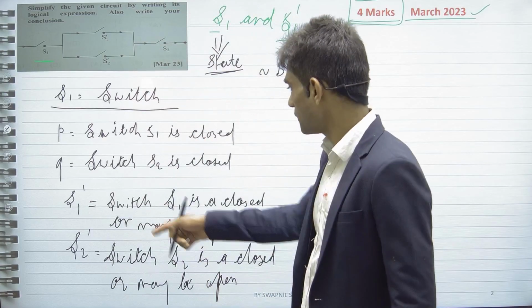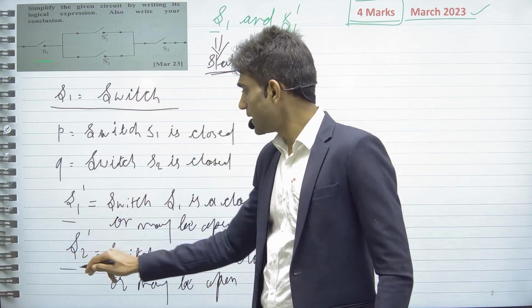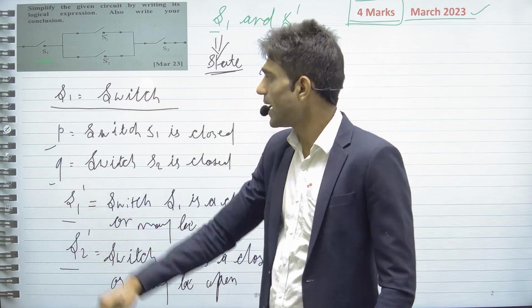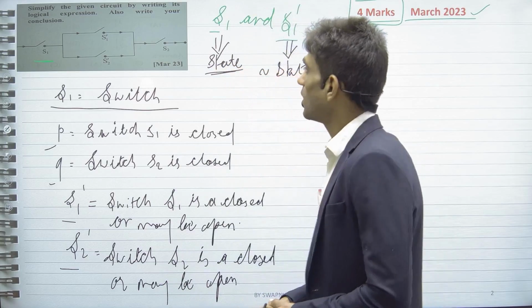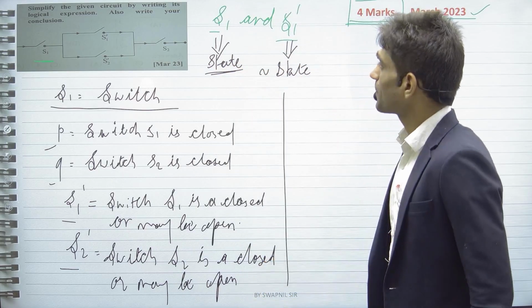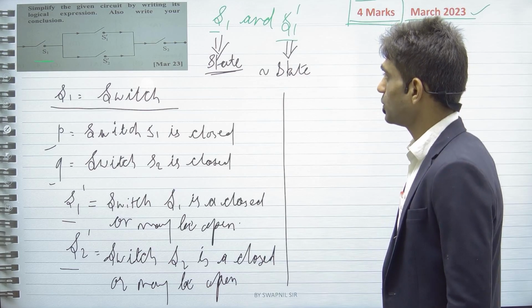Okay, so we have switches S1 dash and S2 dash defined over here, and switches P and Q defined here. Now let's take all these conditions together and write the logical expression using these switches.